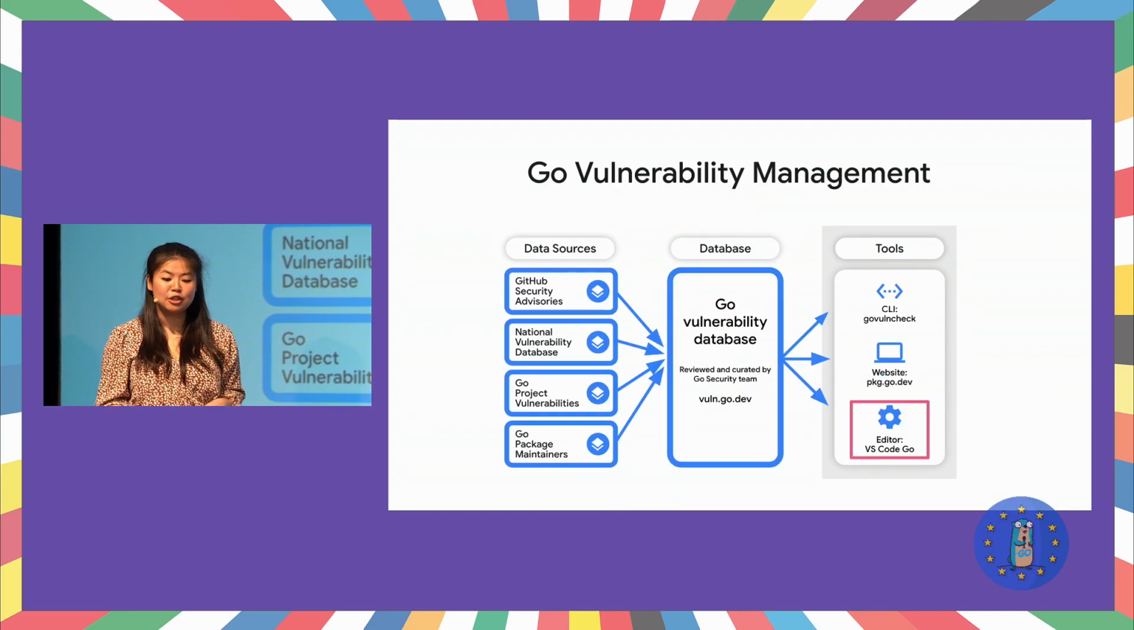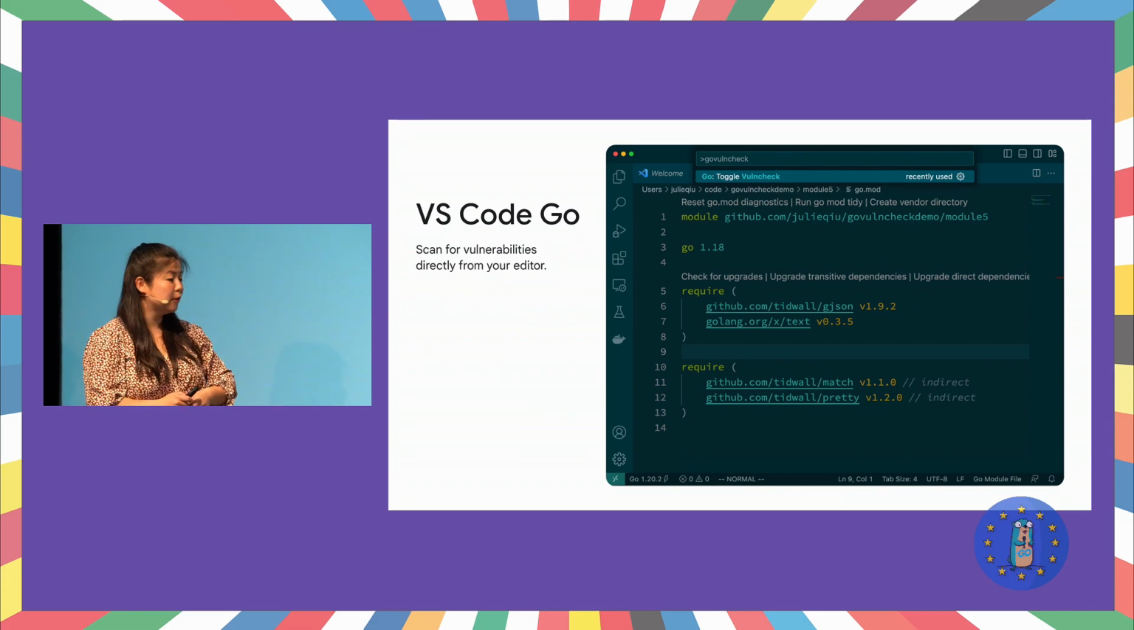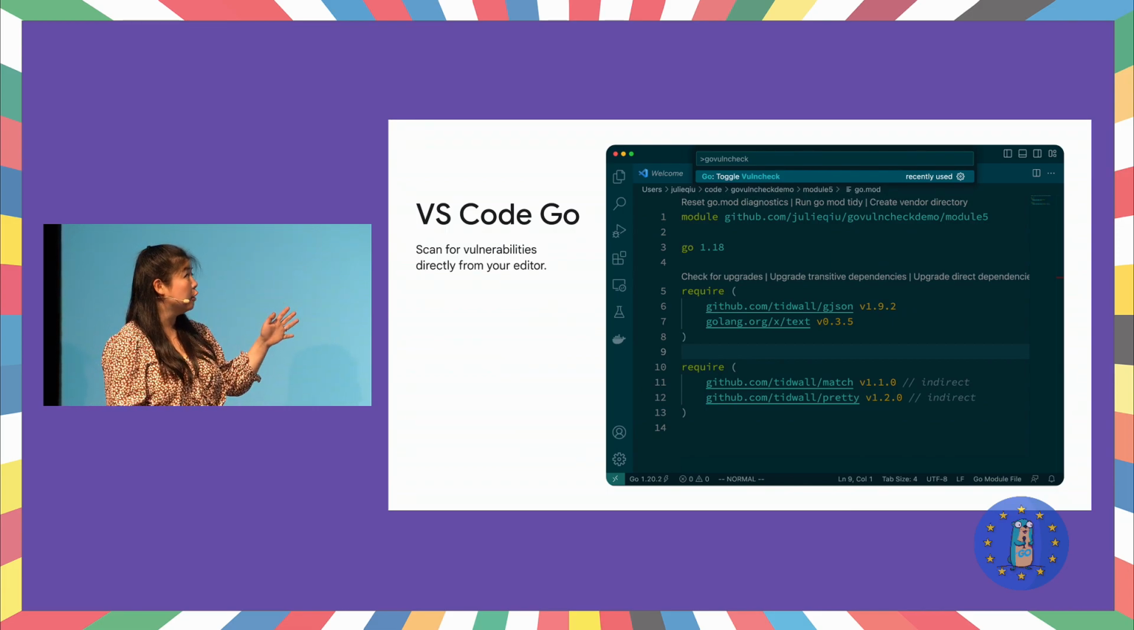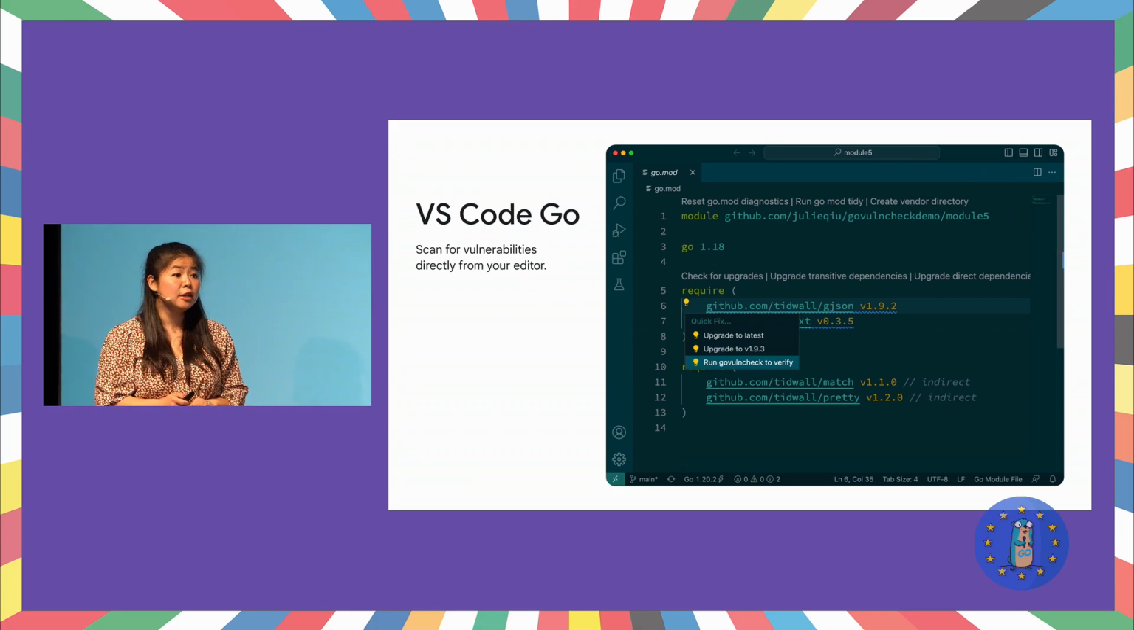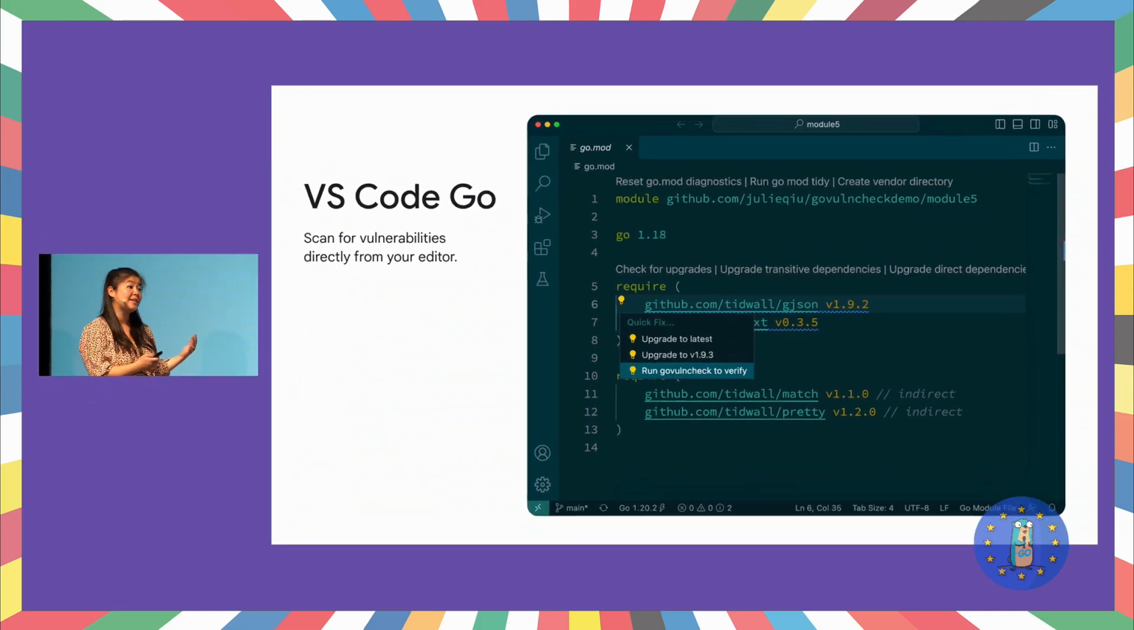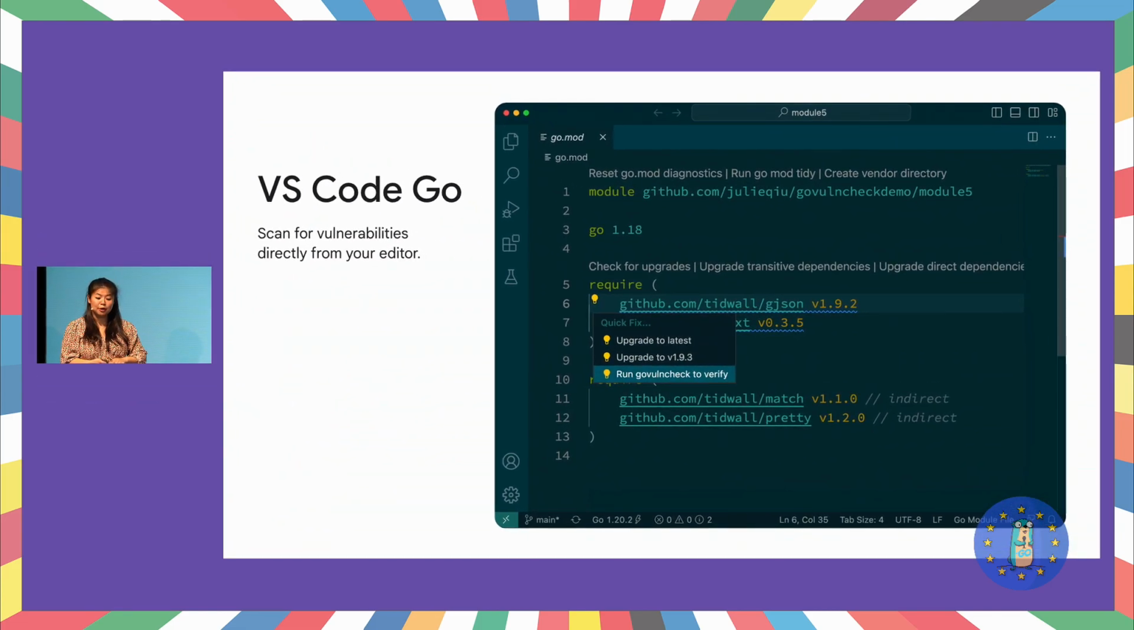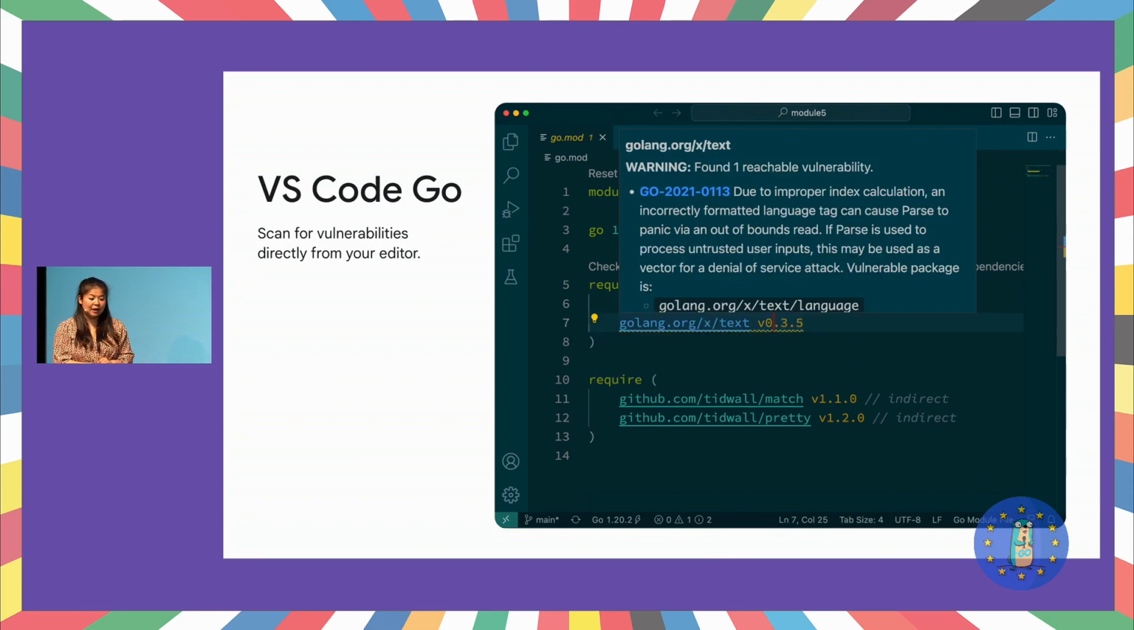Lastly, you can actually run vulnerability scanning directly from your editor using the Go extension for Visual Studio Code. So to scan for vulnerabilities in your module, you just run the toggle vuln check command. VS Code Go will then query the Go vulnerability database and match information from that database with the actual dependencies in your project. So from your go.mod file, you can see diagnostics for potential vulnerable dependencies. You can also take a code action to run Go vuln check and see which vulnerable functions are actually being called. And by hovering over a given dependency, you can view information about the vulnerabilities that affect it.